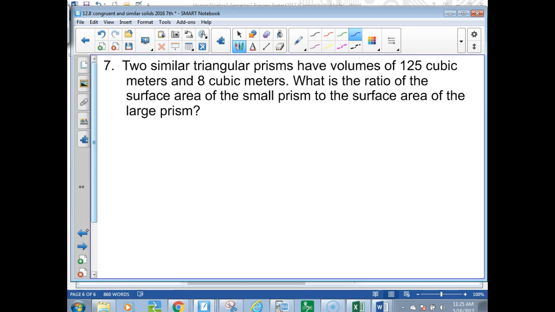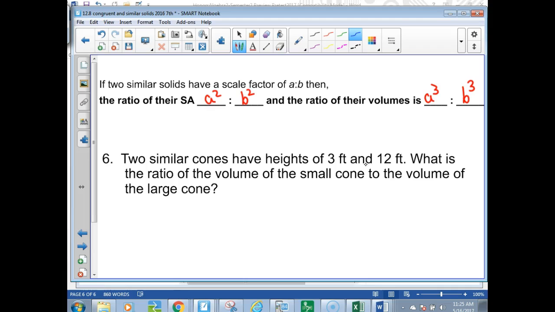Okay. Two similar cones have heights of 3 feet and 12 feet. I believe this is on there like this. Two similar cones have heights of 3 and 12. So the scale factor is 3 to 12, which reduces to 1 to 4.